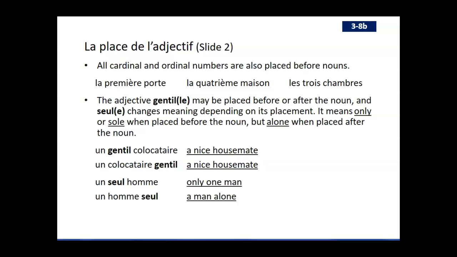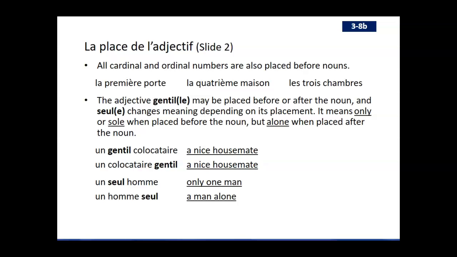So première is the feminine form. The masculine form would be premier, without the E on the end and no accent. Et la quatrième maison would be the fourth house. And les trois chambres, the three rooms. So we have first, we have fourth, which would be ordinal numbers, and then the cardinal number trois. So I could say les quatre chambres, les 10 chambres, les huit chambres. So I can put any cardinal number in there and the word order is going to stay the same.